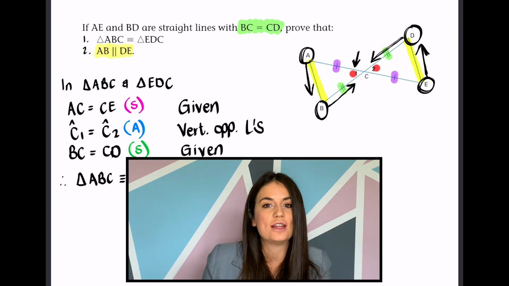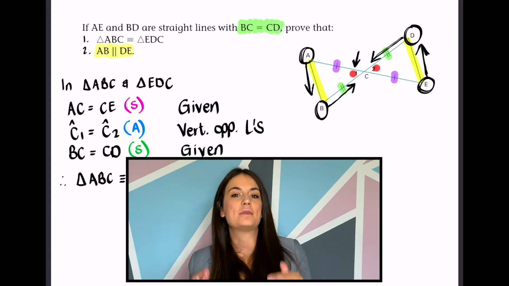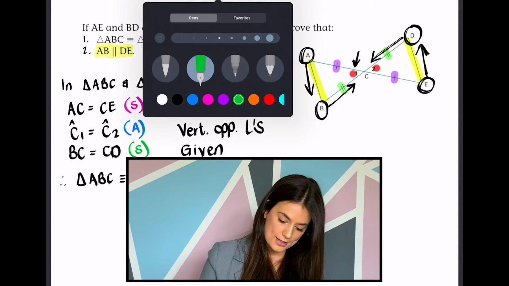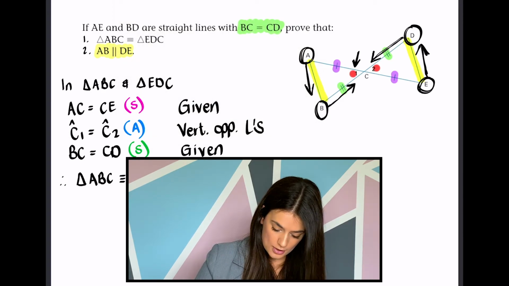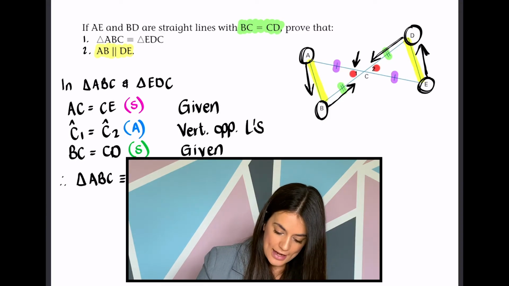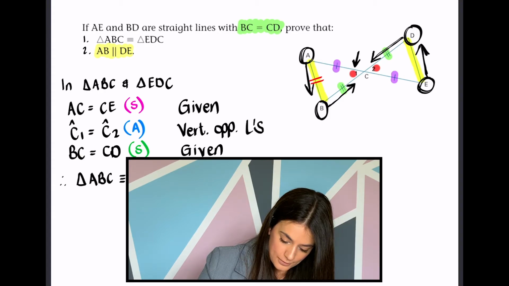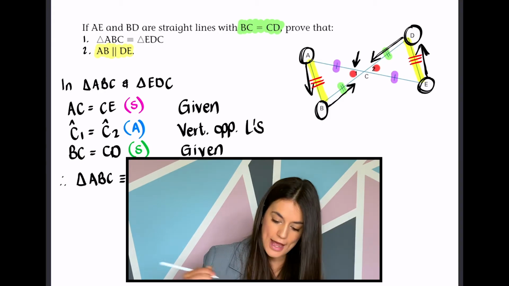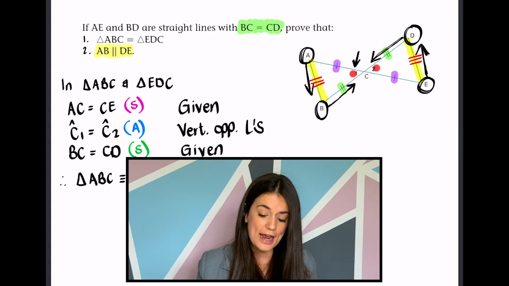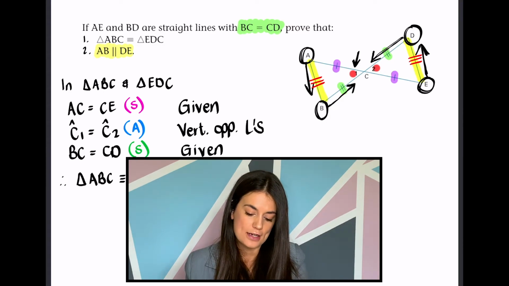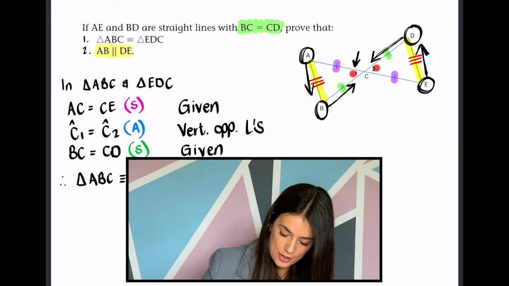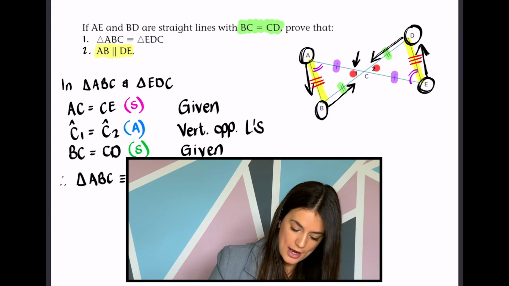Well, I've just proven that these two triangles are congruent. So what does that mean? That means that these two triangles are identical. Based on this congruency that I've just said, line AB is in fact equal to line DE. Why? Because they're congruent, it means that everything is identical. I already know that angle C1 is equal to angle C2. So based on the congruency, I know that angle A is equal to angle D.